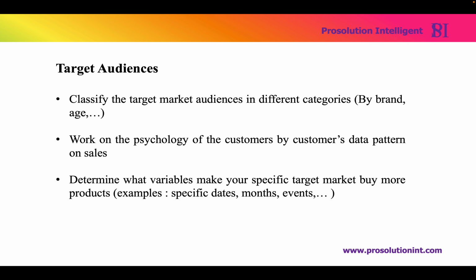Then you have to determine what variables make your specific target customers buy more products. Sometimes it is specific dates, like a birthday. It can be events. Some customers like the events, they come to the events, and at the events they buy something. Sometimes you send an email to them about the birthday, and you just tell them congratulations, because of your birthday we are going to give you a 10% discount.